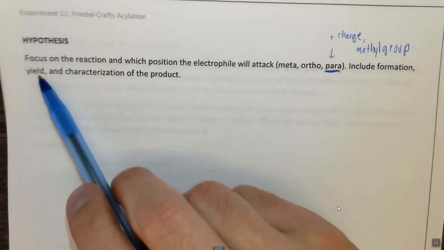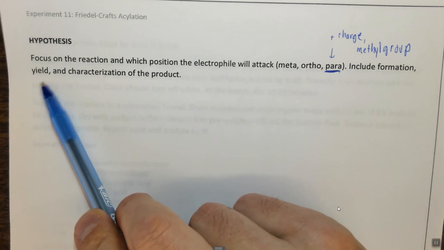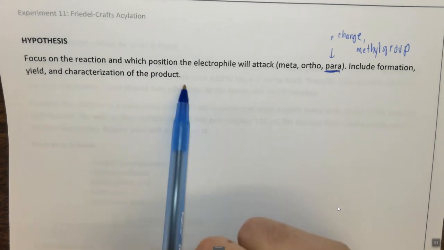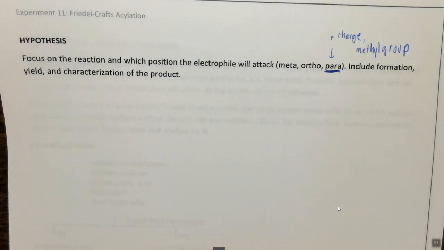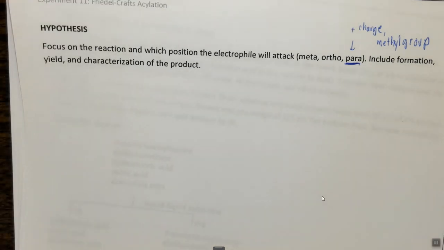So now we want to include formation, yield, and characterization of the product. So we've talked a lot about the formation. The yield, we talked about how to calculate the yield, so just change those numbers. And then characterization of the product, we talked about the IR spectrum here. The melting point of the 4-methylacetophenone is very close to room temperature, so you're not going to be able to report the melting point. But you do want to make sure you weigh the bottle before you distill off the dichloromethane, so you can calculate the yield of your product by mass. So you can subtract out the weight of the flask essentially. So that's basically it.